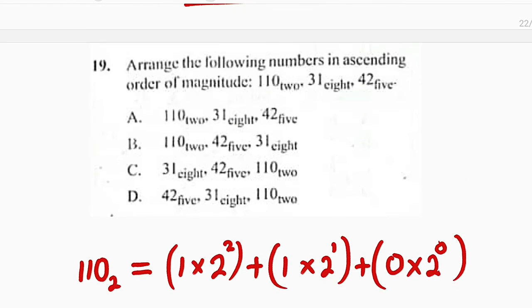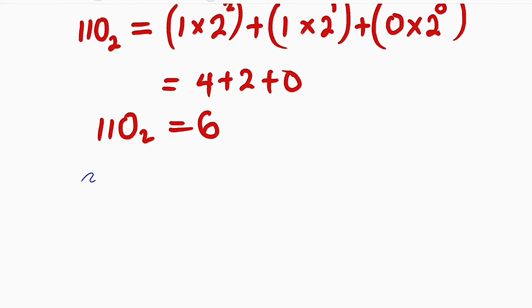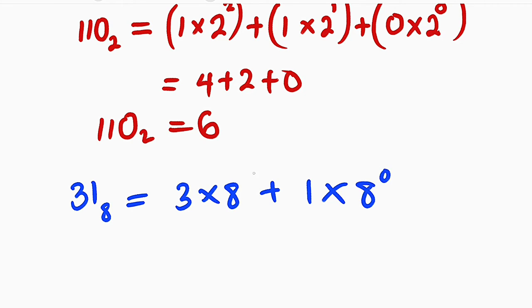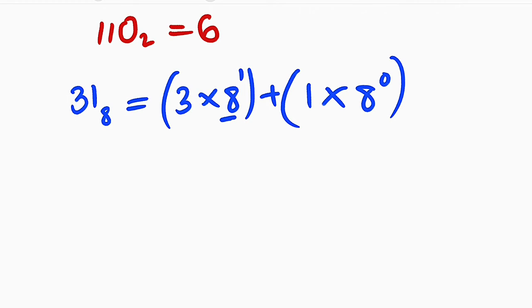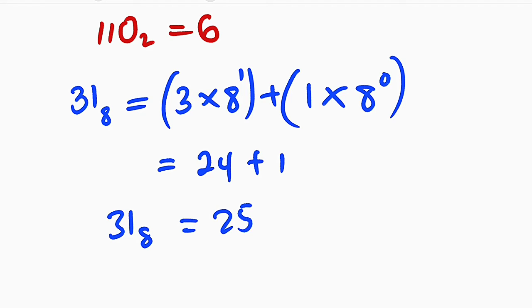So what about the second number, which is 31 in base 8? 31 in base 8 is equal to 3 multiplied by 8 plus 1 multiplied by 8, with indices 1 and 0. If you simplify, 8 to the power of 1 is 8 times 3 is 24, plus 8 to the power of 0 is 1 times 1 is 1, and this is 25, right? Therefore, 31 in base 8 is equal to 25 in base 10.